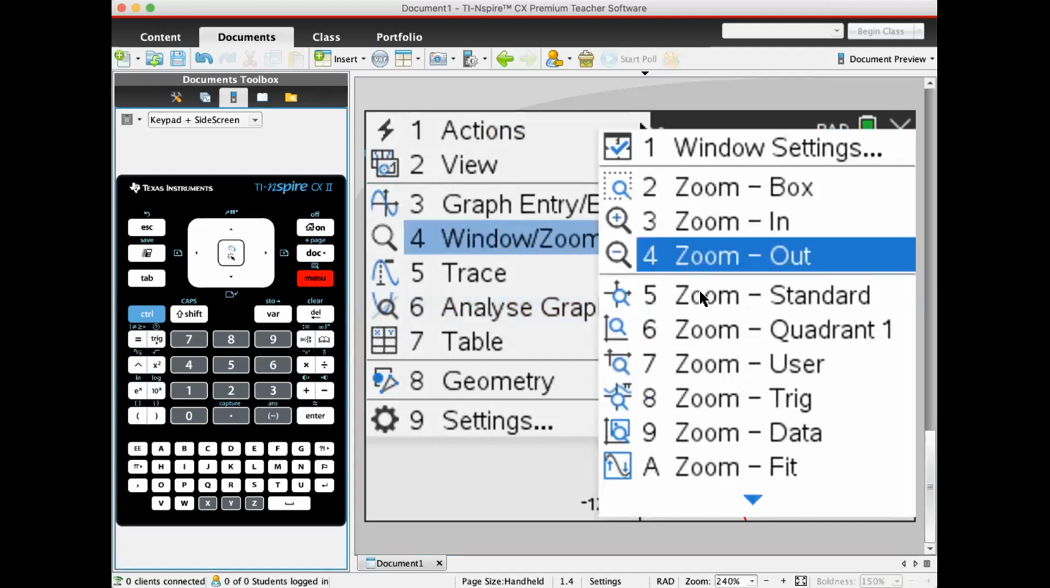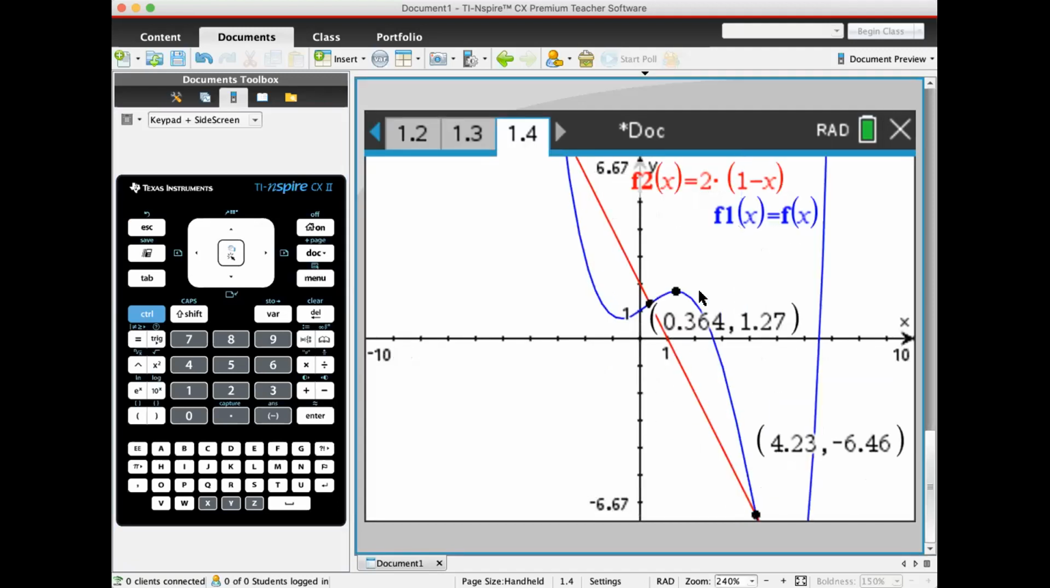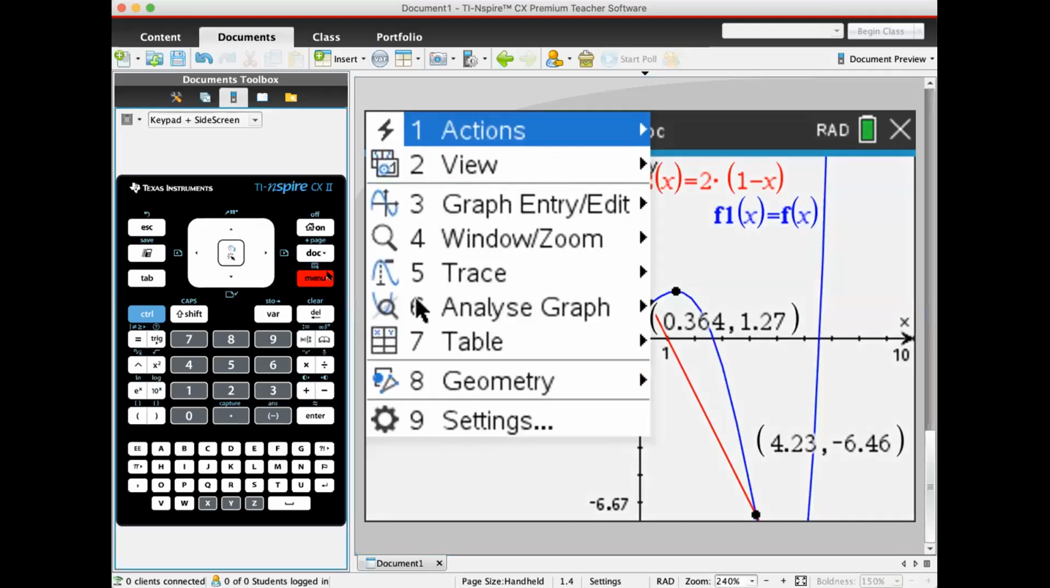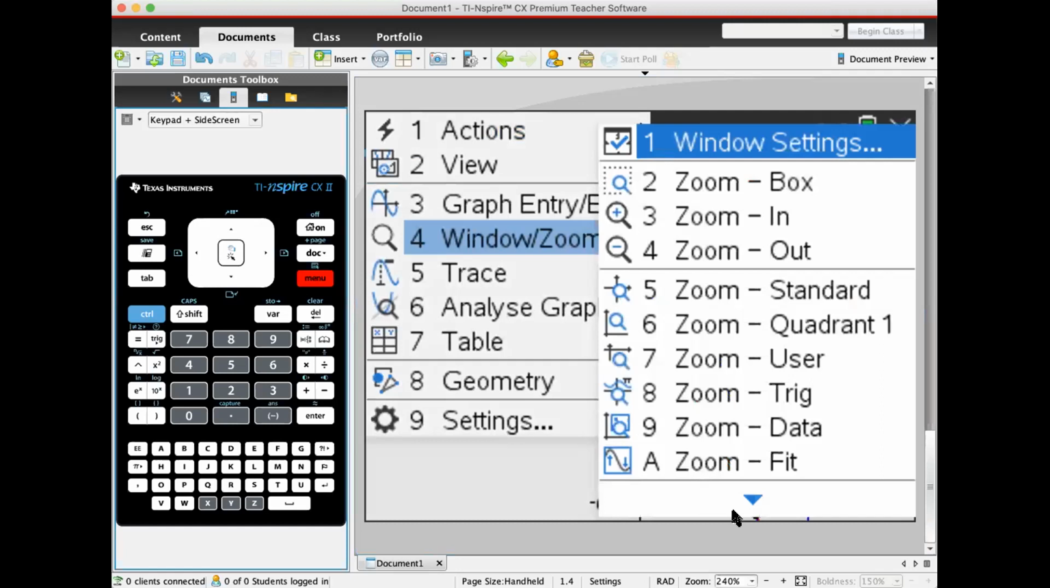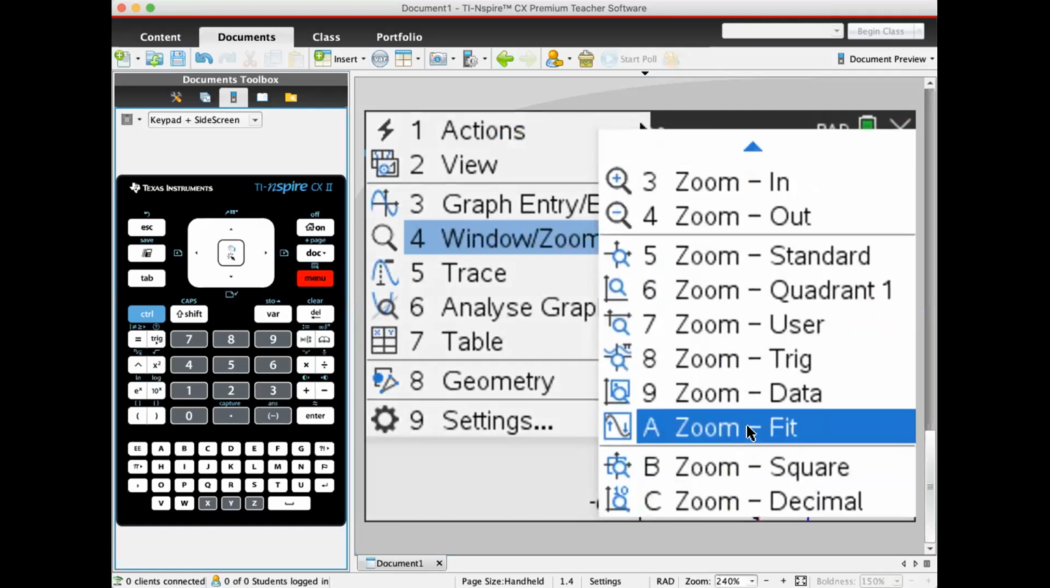So if I go on Zoom Standard, you'll see it's like 10 by 10. Can you see that, 10, 10, and then -6? Those are standard presets. The reason I chose Zoom Decimal is because I think I've tried it once before. Let's just look at the preset. I think it's wider than -10 to 10. So if I go on menu, Window Zoom, and let's try Zoom Fit.